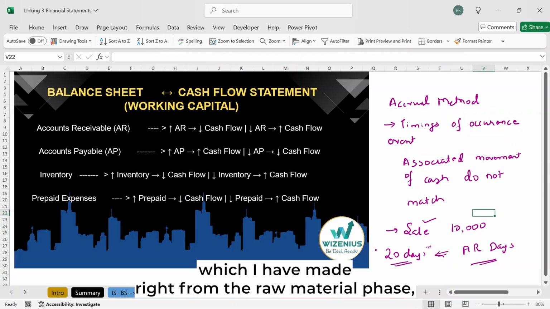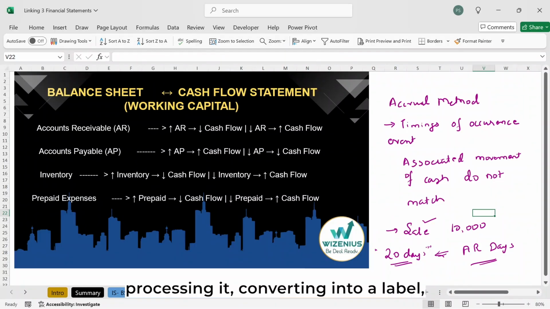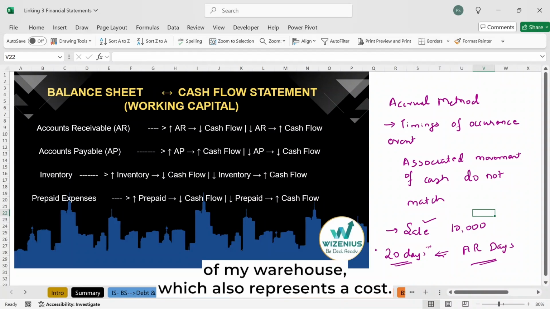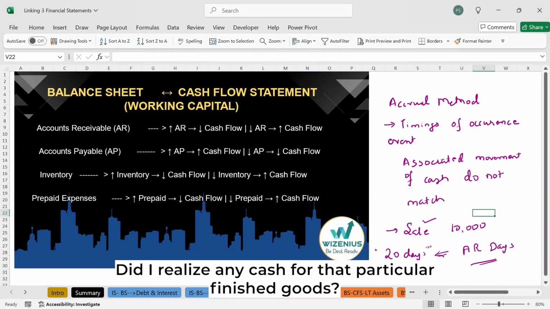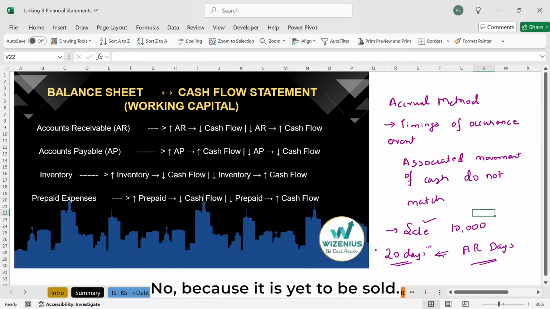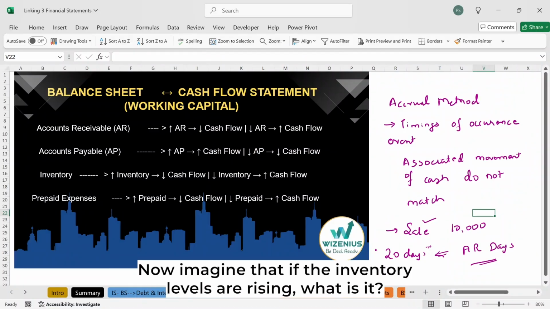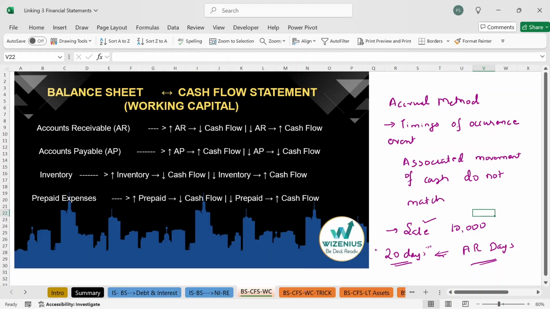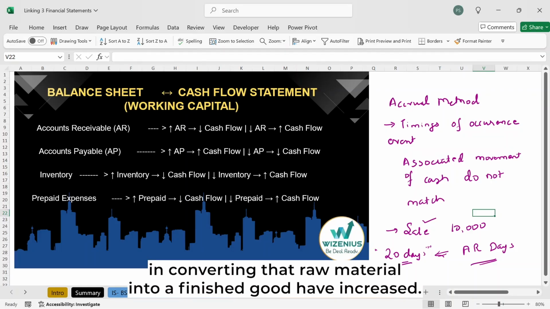which I have made right from the raw material phase, processing it, converting it into a sellable good, packaging it, and it is occupying some real estate of my warehouse, which also represents a cost. Did I realize any cash for that particular finished good? No, because it is yet to be sold. Now imagine that if the inventory levels are rising, what does that imply? It simply implies that my investments in converting that raw material into a finished good have increased.